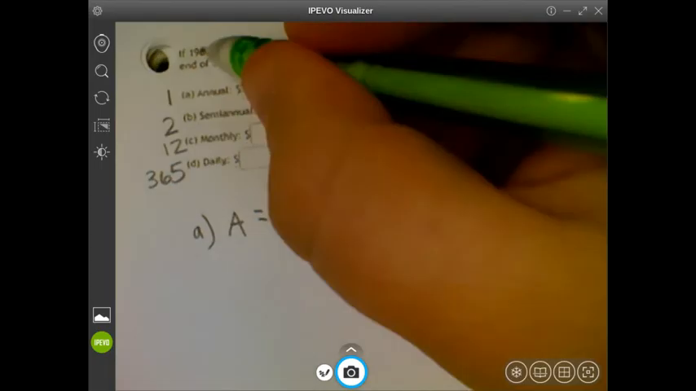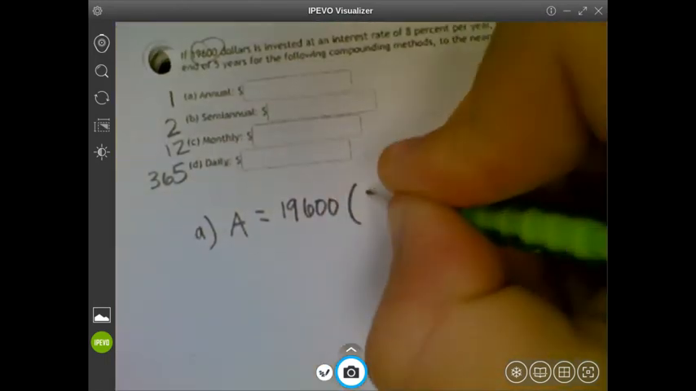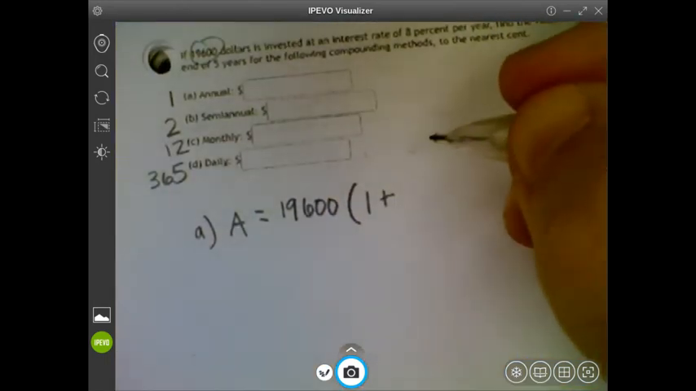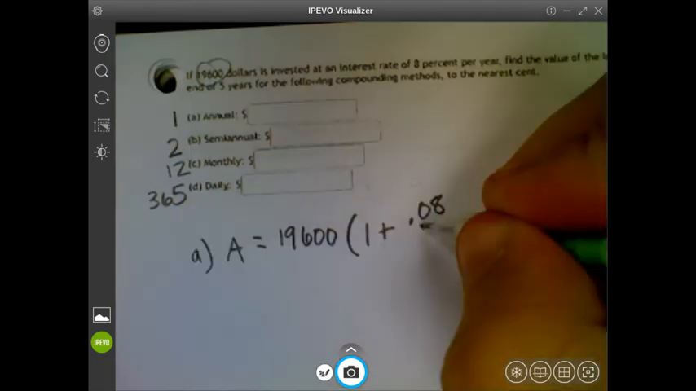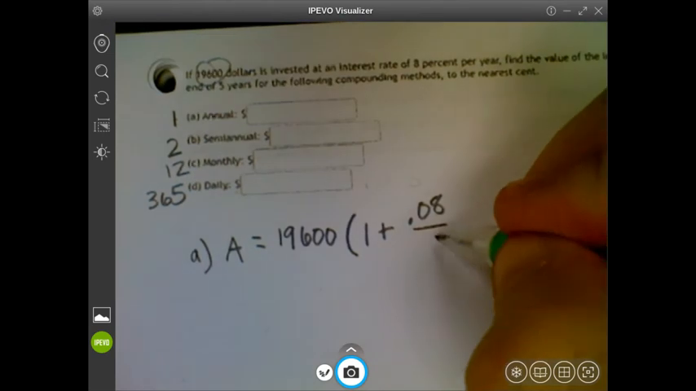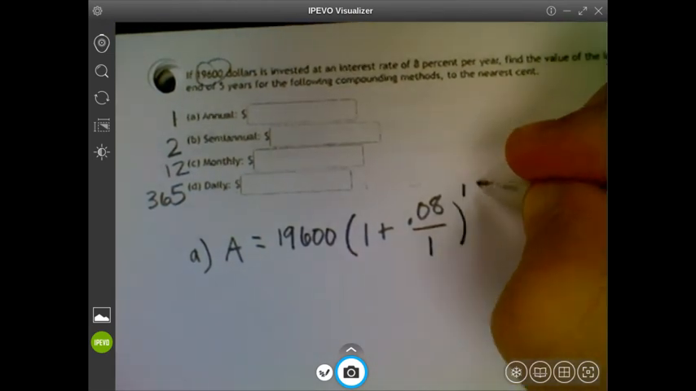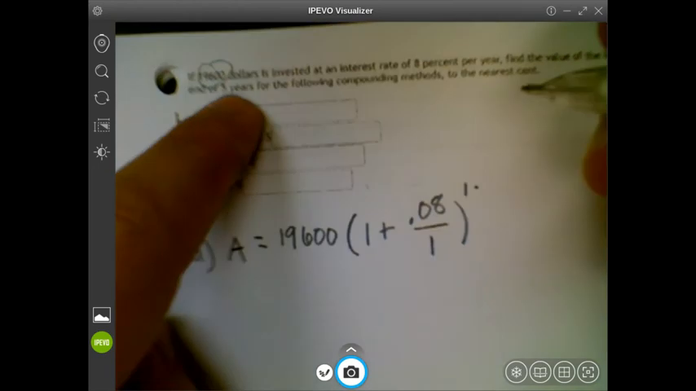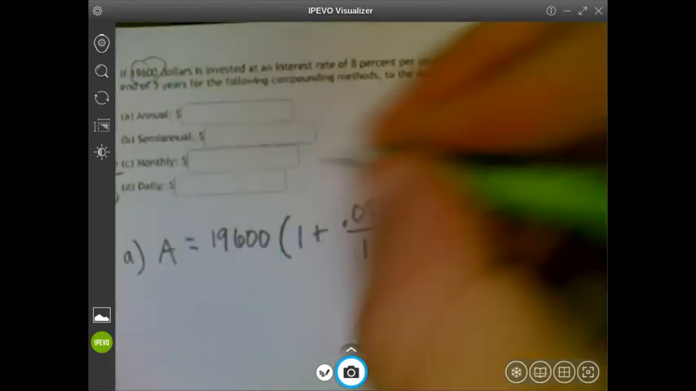So the amount that we'll have in the account will be equal to P, which is the principal, the initial amount, 19,600, parentheses, 1 plus R, and R is your rate. It says 8%, and like all other rates, you put it as a decimal, over N. N is the number of times it's going to compound. So for part A, it's going to compound once. Close your parentheses, and then it's to the power of 1 times the time, how many years we're going to do this for. So we're going to do this for 5 years. And so you are calculating this value right here.